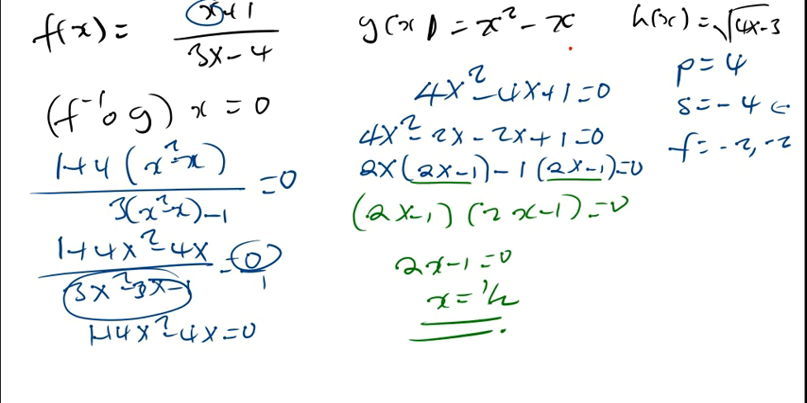Any question? I have a question. This is the first question you were saying, f of x equals x plus 1 over 2x minus 4. So this question was: given that the function f of x is equal to x plus 1 over 3x minus 4, g of x is equal to x squared minus x, and h of x is equal to the square root of 4x minus 3. Solve the equation of this.